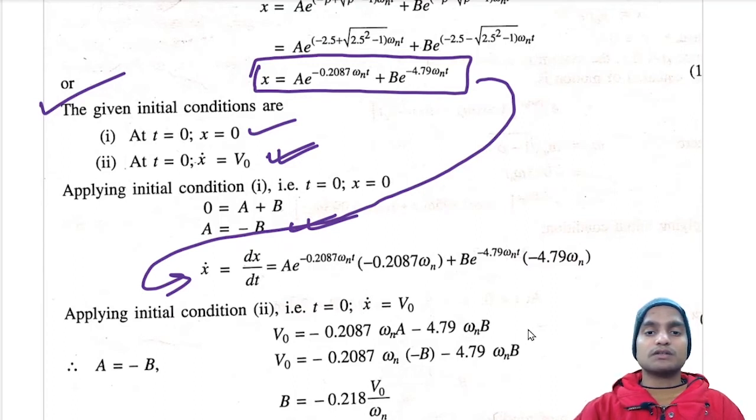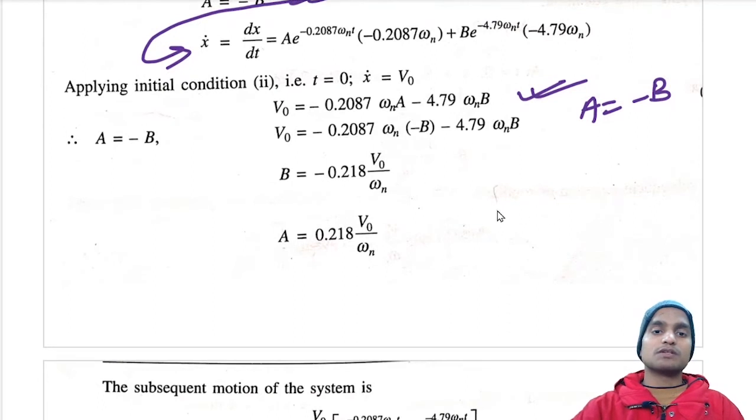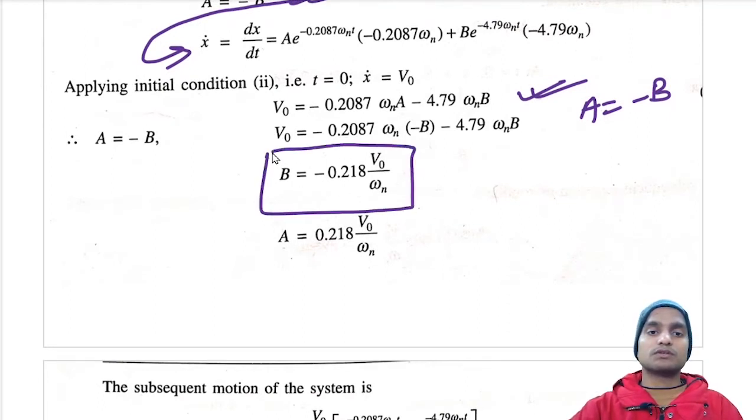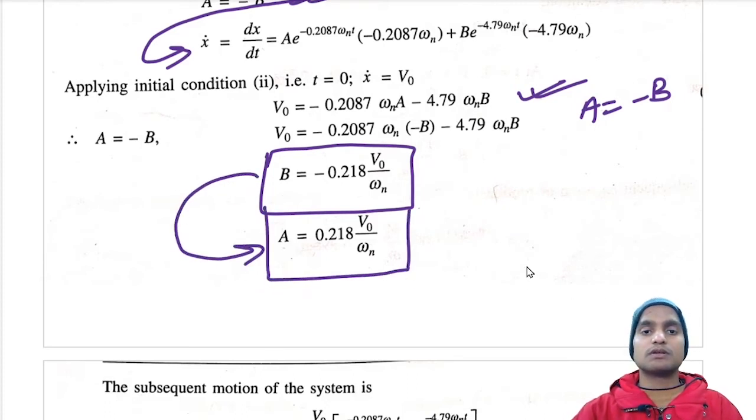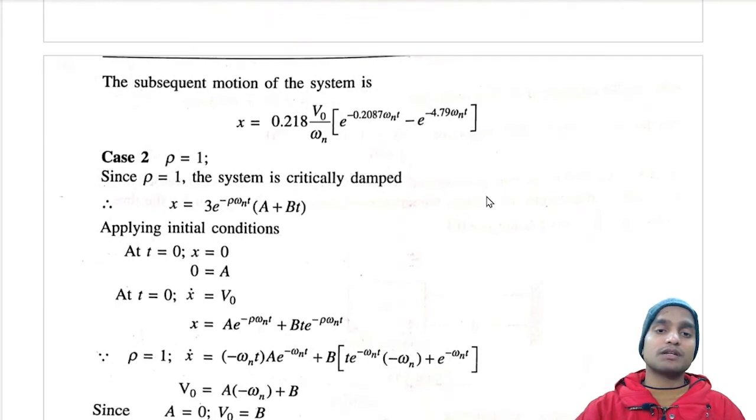So we get this equation, and here we are putting a equal to minus b. Okay, so this will give us the value of b is equal to this. Now from this value of b we can get the value of a, it is equal to minus b. So we can see the value of a and b just depends on the initial conditions of the vibration, and the subsequent motion of the system can be written as this value after putting the value for a and b both.